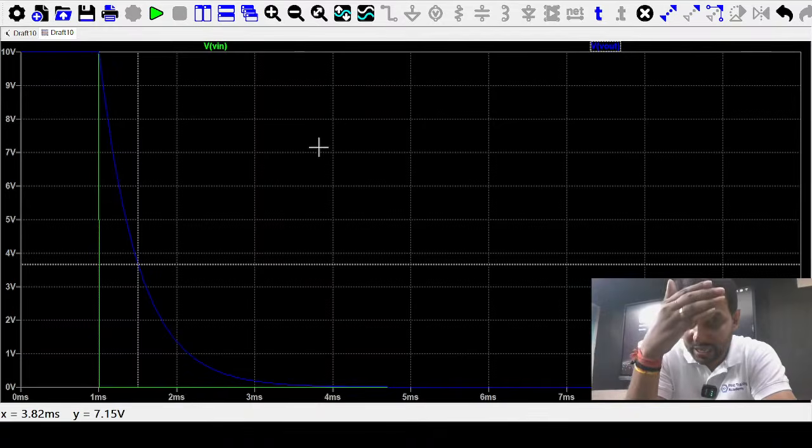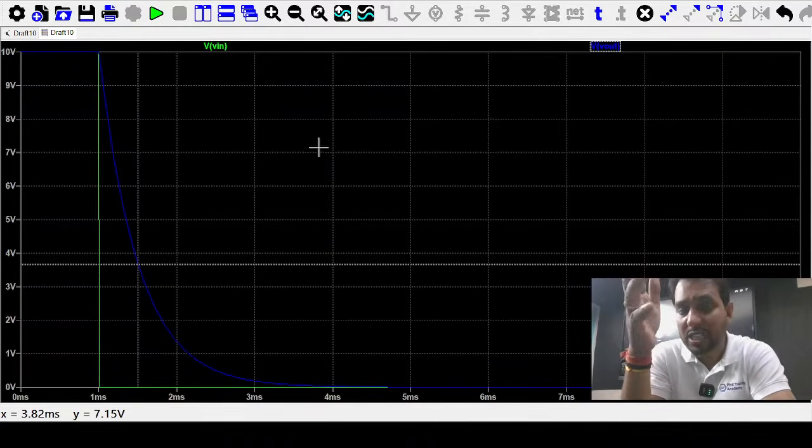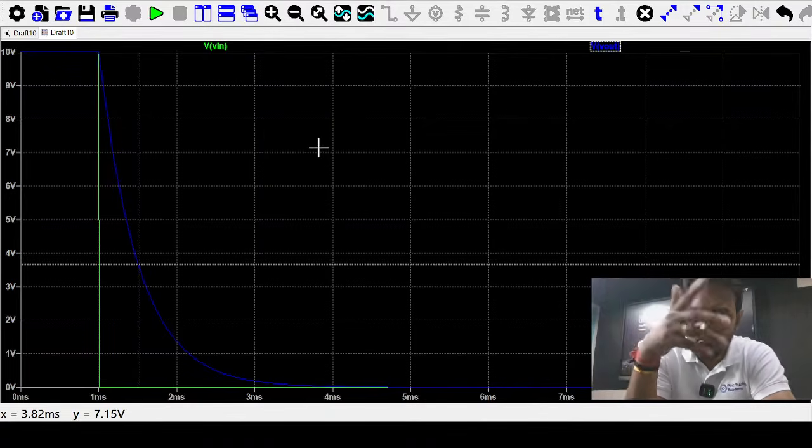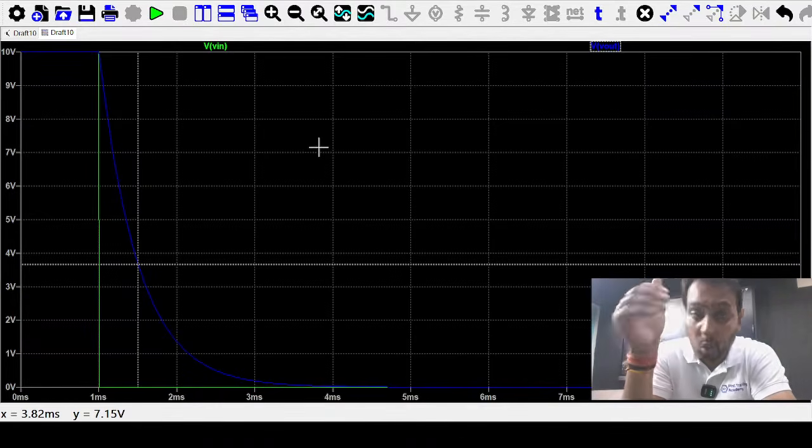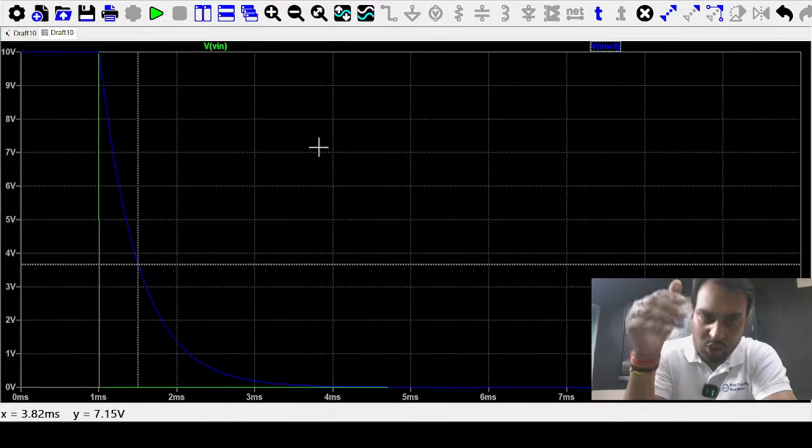Here the discharging is very fast. If you reduce the resistance value, it discharges faster. If you increase the resistance value, it discharges slowly. Or you can change the capacitor value also. If you increase the capacitance value, you will find that this waveform is discharging slowly. That exponential graph is discharging slowly.